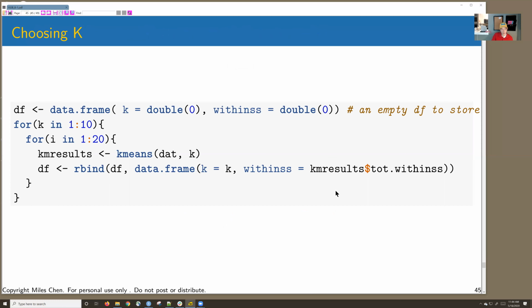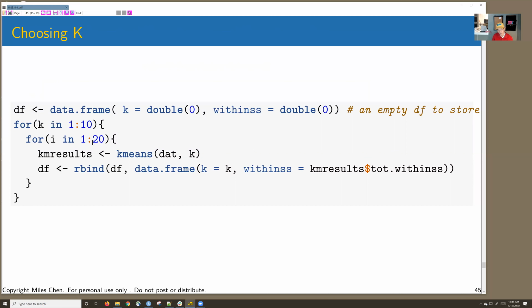All right, and so what I'm going to do is start with k, and I'm going to run a double for loop. We're going to run k from 1 to 10. So we're going to look for 1 cluster, then 2 clusters, then 3 clusters, then 4 clusters, all the way up to 10 clusters. And each one I'm going to run 20 times.